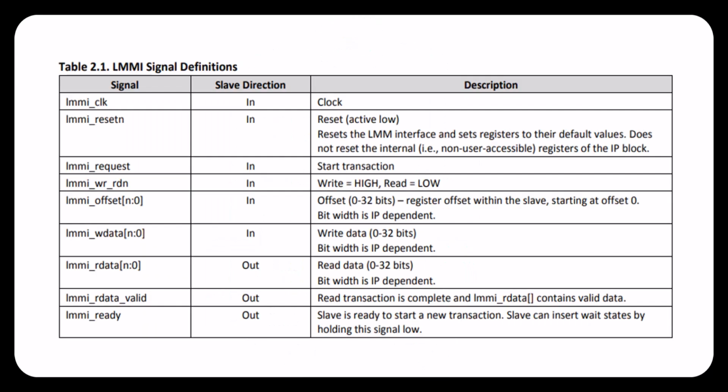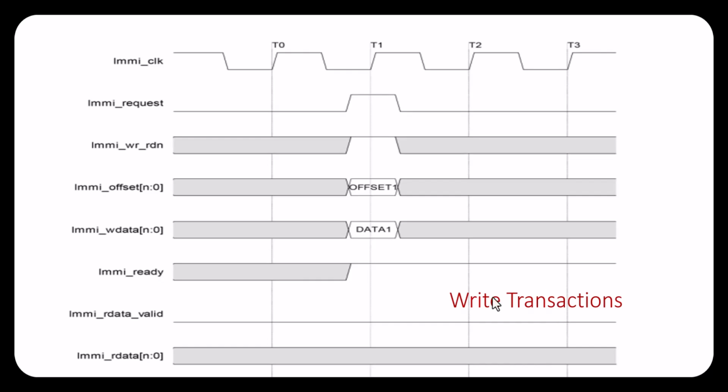So we can begin with the waveforms, simple waveforms, first with the write transaction. We have to place the offset, meaning the address. The master places the address, then the data. Then we have to inform that it is a write operation, so WR equals 1, and we have to place the request. So this is a simple one clock transaction happening there.